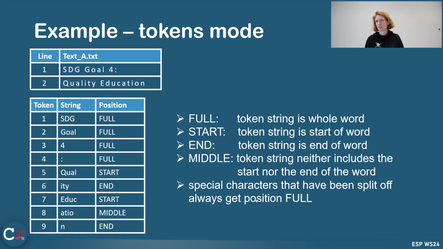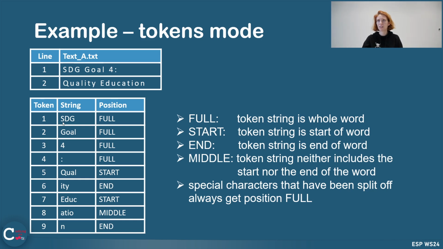So first of all, we have 4 different possible positions. Either the position can be full, which means that this token takes up the whole word. Then it can be start, which means the token is at the beginning of the word. It can be end, token is at the end of the word, and it can be middle, which means it's neither start or end. If you have a really long word, there can be multiple middle tokens.